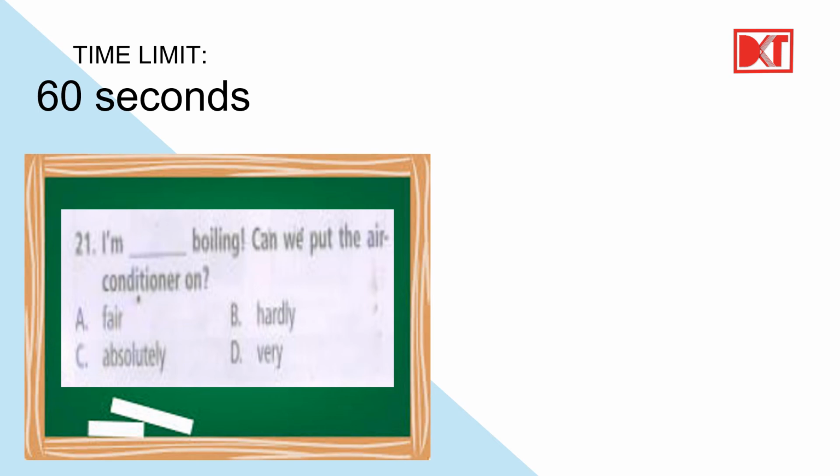Here: I'm dash boiling. Can we put the air conditioner on? I'm fair boiling. I'm hardly boiling. I'm absolutely boiling, or I'm very boiling. Here the correct answer is C. I am absolutely boiling. Right? So it is again answering the question of to what extent, this adverb.